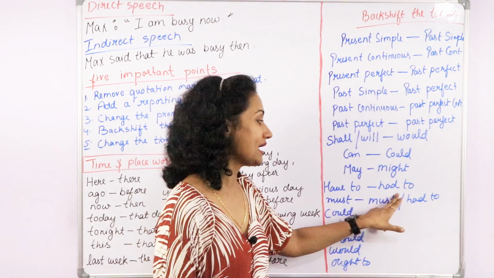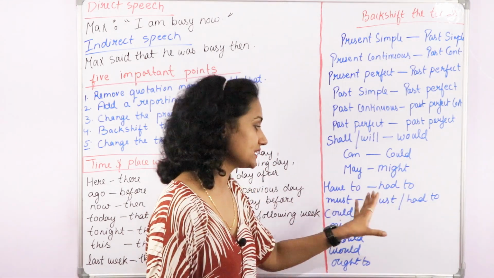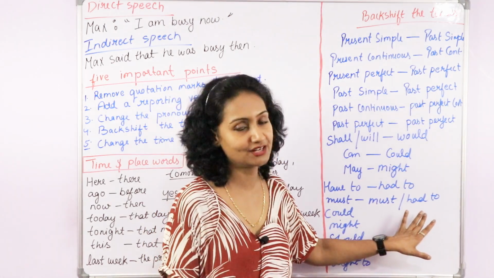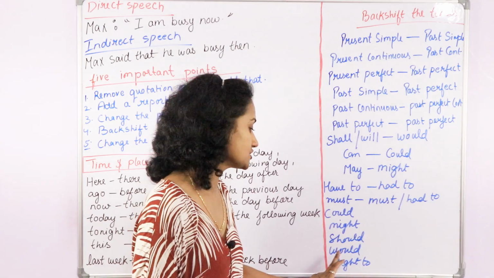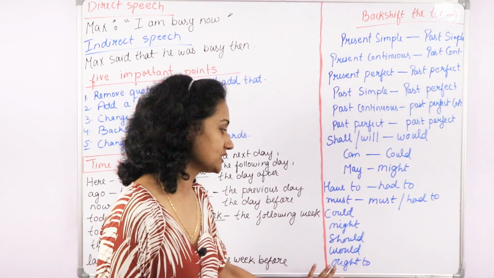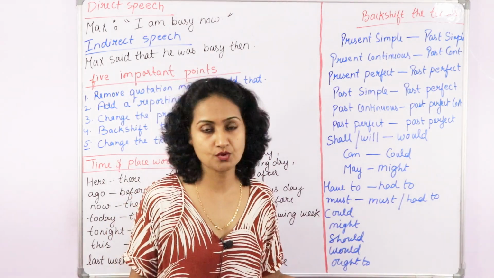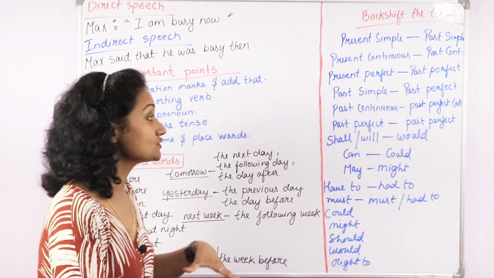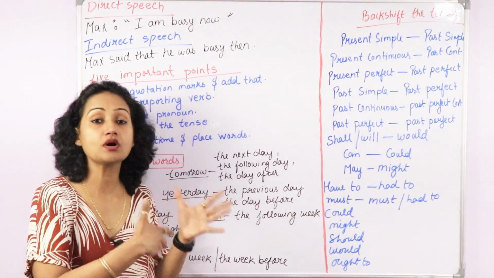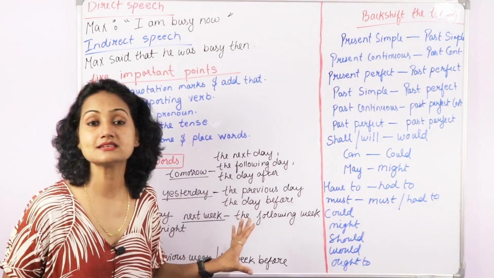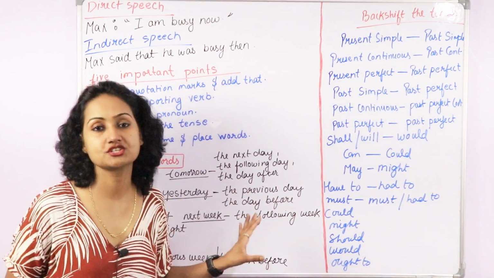Have to will change into had to. Must will not change. You can use must or had to, they both are correct. Now could, might, should, would, ought to, they will not change because they are already past forms of modal verbs. Okay, so just keep this thing in mind. This is all about reported speech, the reported speech in a nutshell.